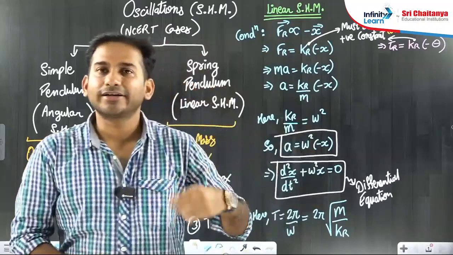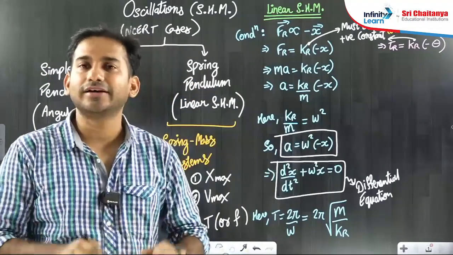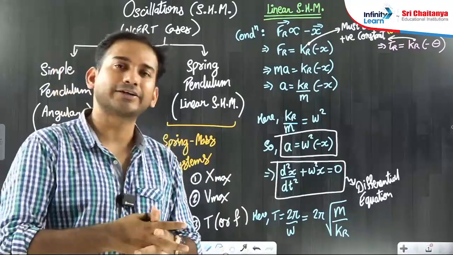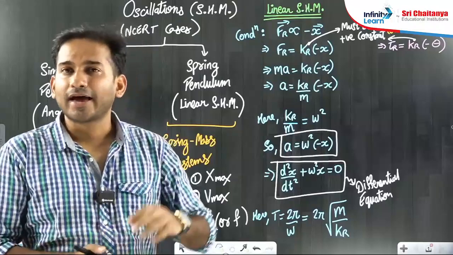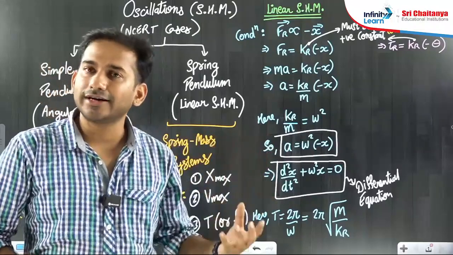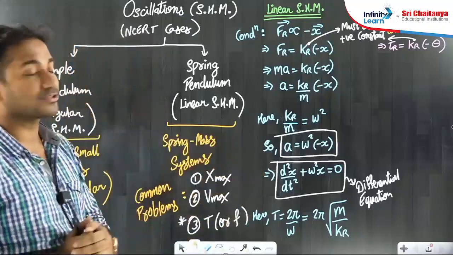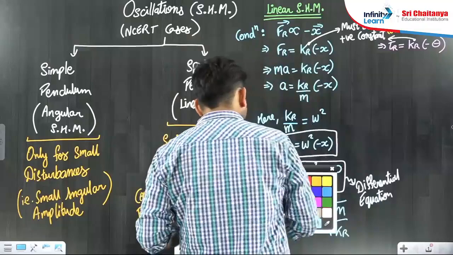In linear SHM and in angular SHM, both are acting as a constant of proportionality, both have to be positive, but by units and dimensions they are not the same or similar type of physical quantity. Both are called restoring constants, but the units and dimensions of both restoring constants will come out to be different. That is something to understand here.